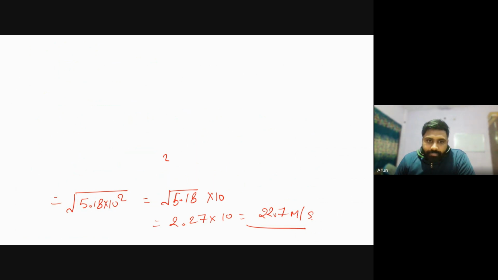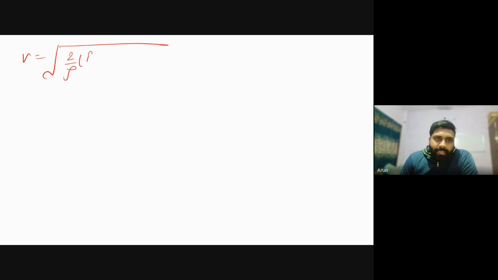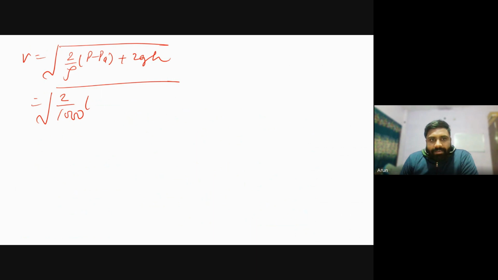So you do not make this mistake. If the container is closed, then take that P as the gauge pressure. Okay, do not consider the atmospheric pressure then. So here the velocity will be square root of 2 by rho, again P minus PA plus 2gh. So all the data you have, 2 by 1000.